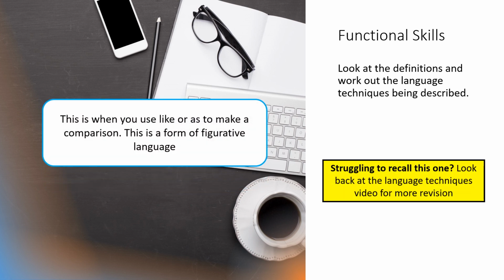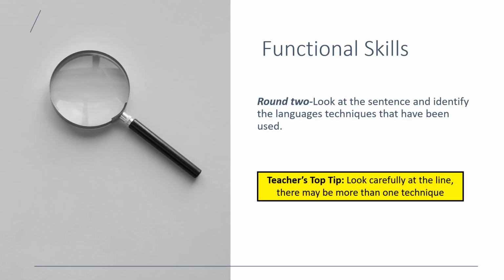This is when you use like or as to make a comparison. This is a form of figurative language. And again, just to remind you, if you are struggling to recall any of the ones that we went through so far, do look back at the language technique video that we made in the previous week. So now we're going to move on to round 2. I want you to look at the sentences and identify the language techniques that have been used in each one.